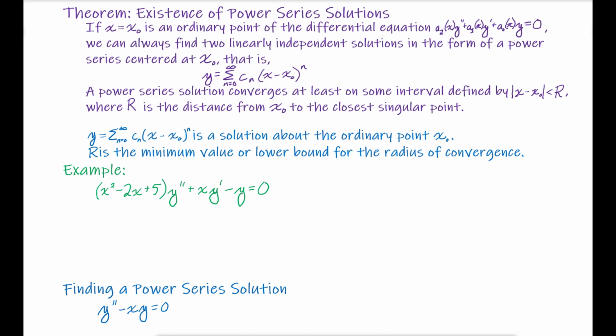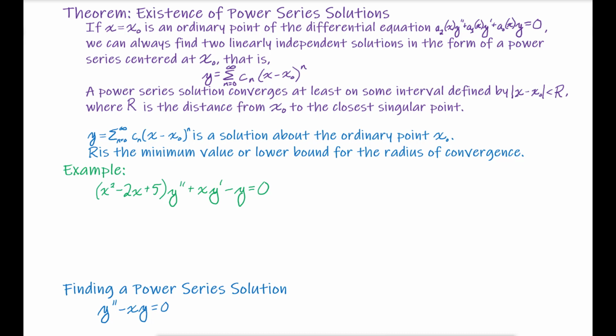Now a couple of notes about this theorem. Y equals the sum from n equals 0 to infinity of c sub n times the quantity x minus x naught to the n is a solution about the ordinary point x naught. And r is the minimum value, or lower bound, for the radius of convergence of that power series solution.